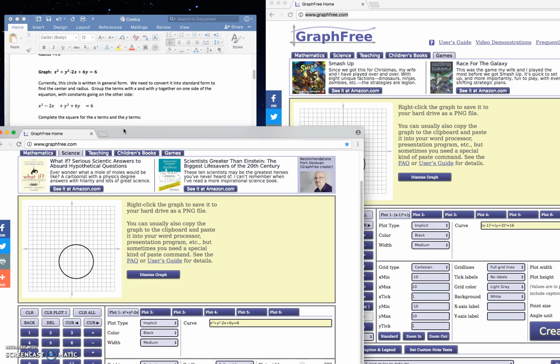Now we're going to complete the square for the x terms and the y terms. This tends to be the hardest part of this problem. So you take half of negative 2. If you remember how to complete the square, then you'll know this. Half of negative 2 is negative 1, and negative 1 times negative 1 is a positive 1. So keep that in mind, positive 1. Over here, half of 6 is 3. Square the 3: 3 times 3 is 9. So 1 and 9 are my two numbers.